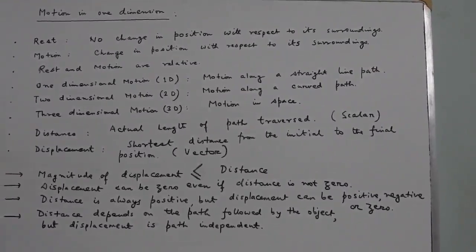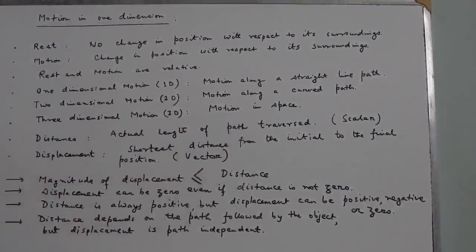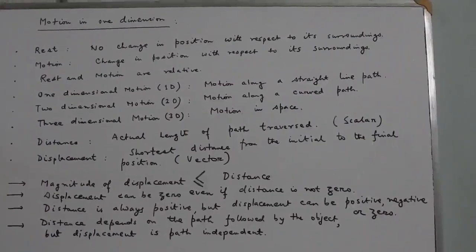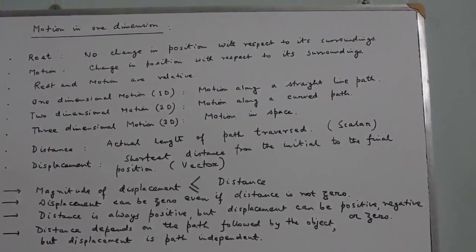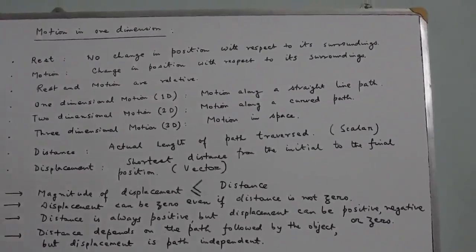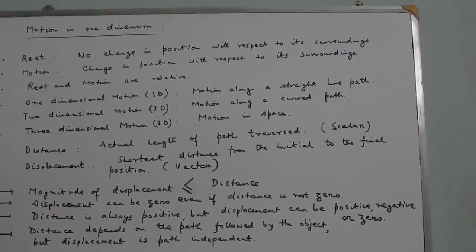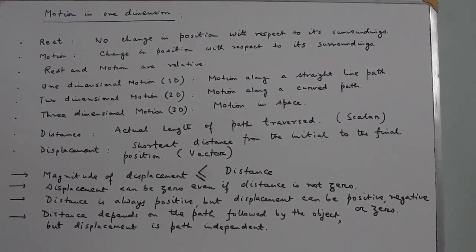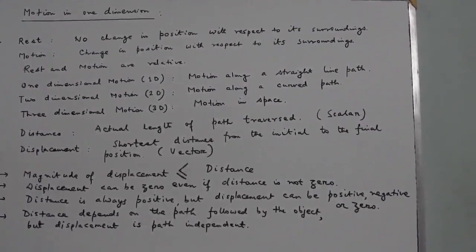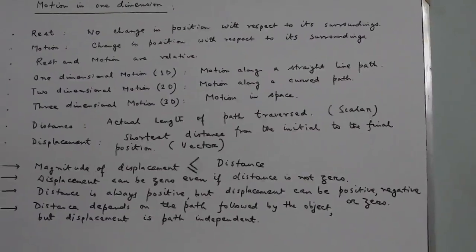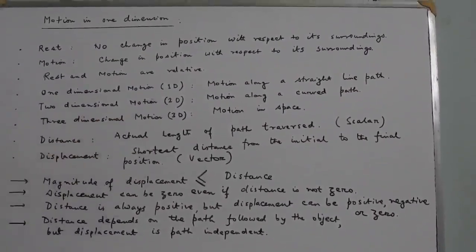Whereas if the motion is in space, then it is called three-dimensional motion. For example, if an insect is flying within a room, then its motion is three-dimensional motion because the insect need not move in a straight line path or a curved path, but it is covering the entire space that it gets in order to fly. In this chapter, we will restrict our discussion to one-dimensional motion only.